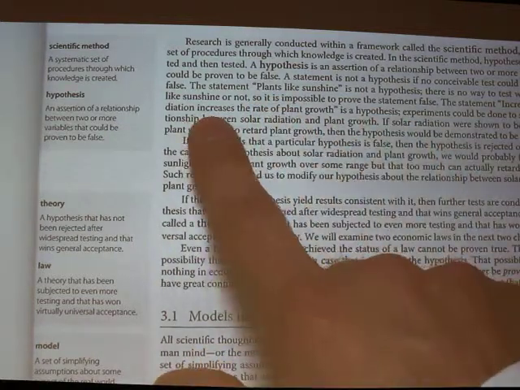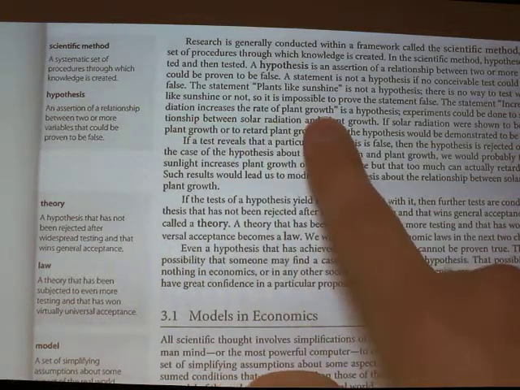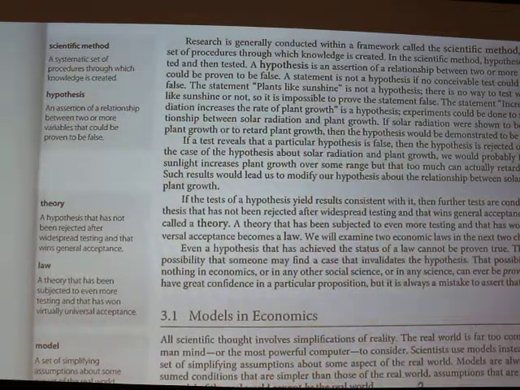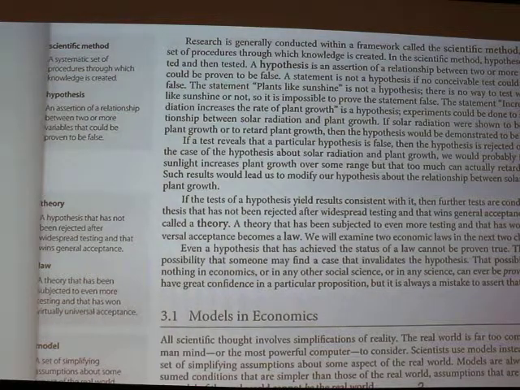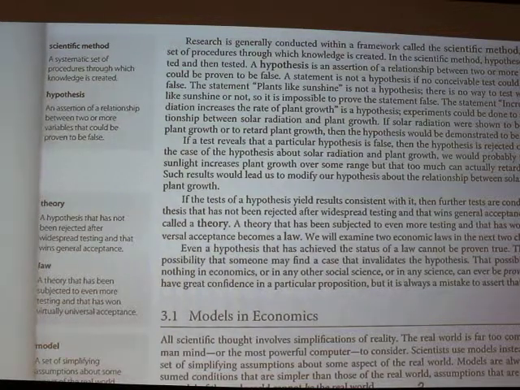increased solar radiation increases the rate of plant growth. So we could run an experiment, right, where we have two gardens. One has a higher level of solar radiation than the other. And we could see which grows faster, right? If we find that high levels of solar radiation actually kill plants, then we could disprove our hypothesis.